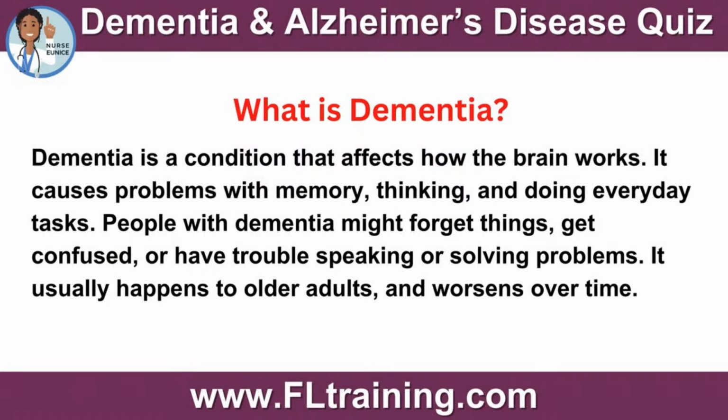All right, we're going to first start off. What is dementia? Dementia is a condition that affects how the brain works. It causes problems with memory, thinking, and doing everyday tasks. People with dementia might forget things, get confused, or have trouble speaking or solving problems. It usually happens to older adults and worsens over time.